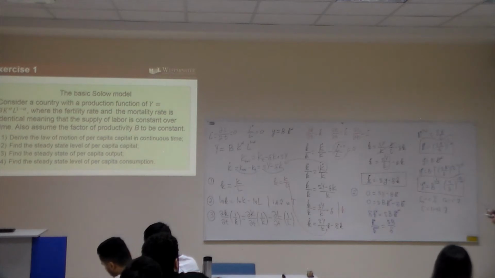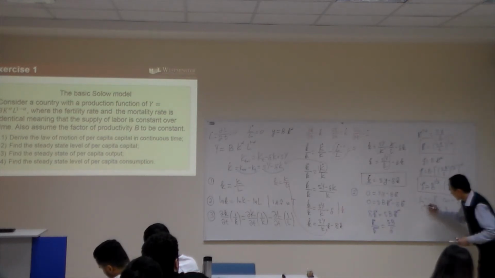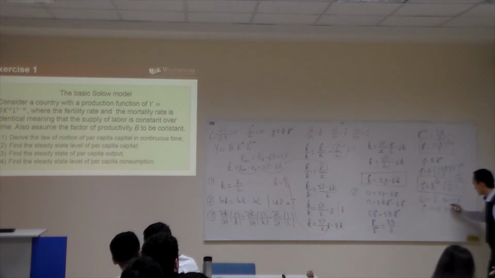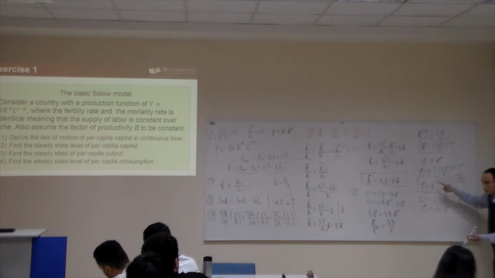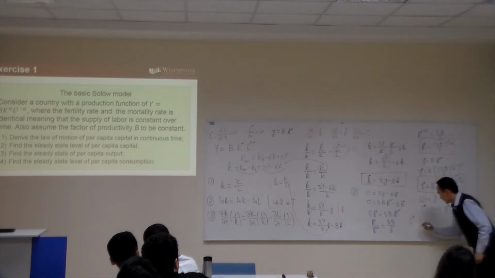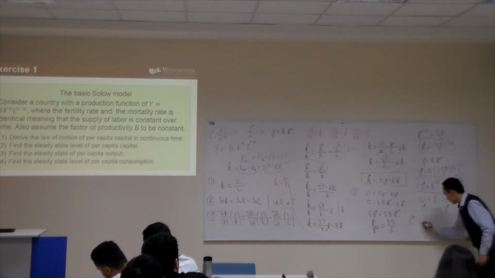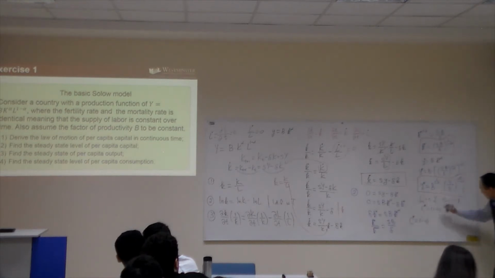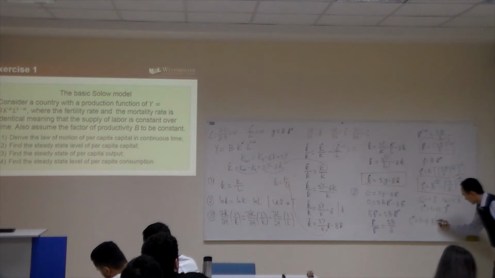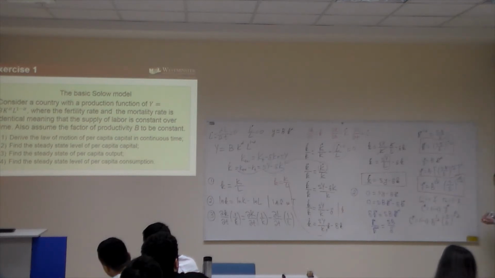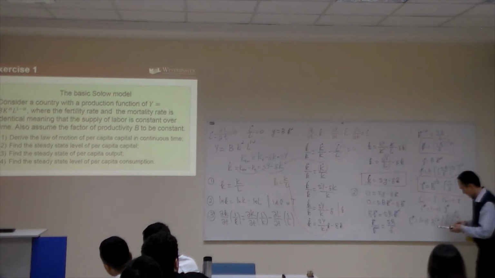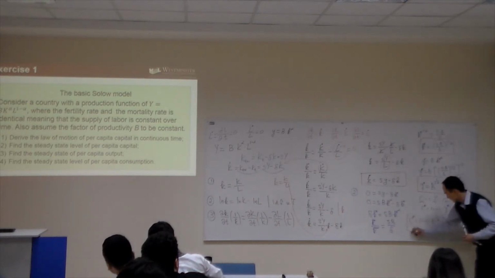So now we are asked to find steady state level. It will reach the steady state level if our output is in steady state level. We already found what it is equal to. You just plug it in and you find. So now our steady state level of per capita consumption is equal to 1 minus saving rate times technology in the power of 1 over 1 minus alpha, saving rate over depreciation in the power of alpha over 1 minus alpha. So this is the steady state level of per capita consumption. This is it.